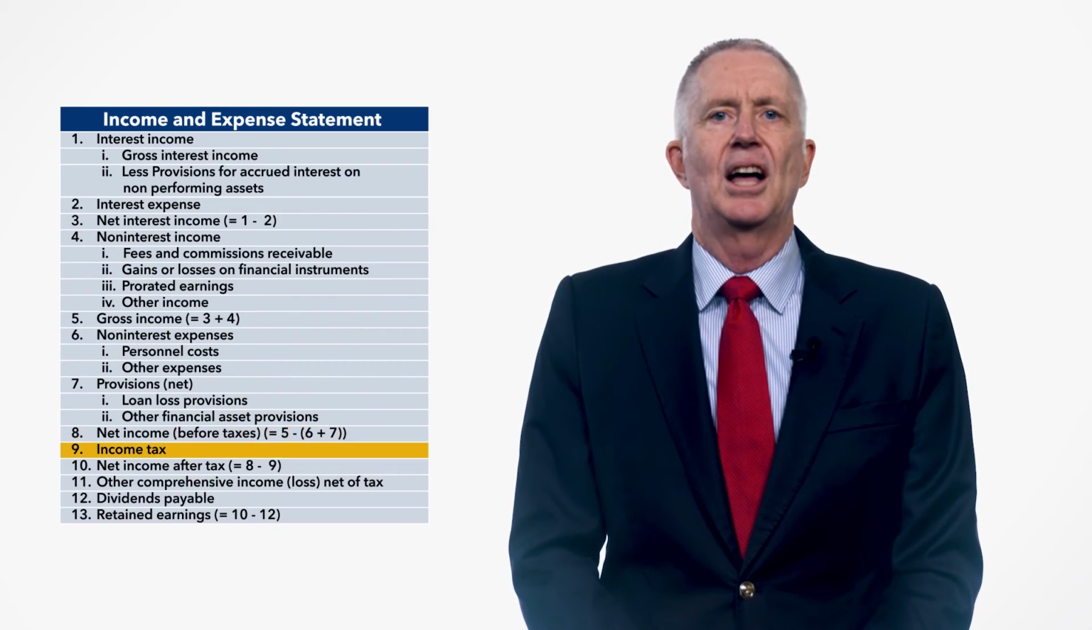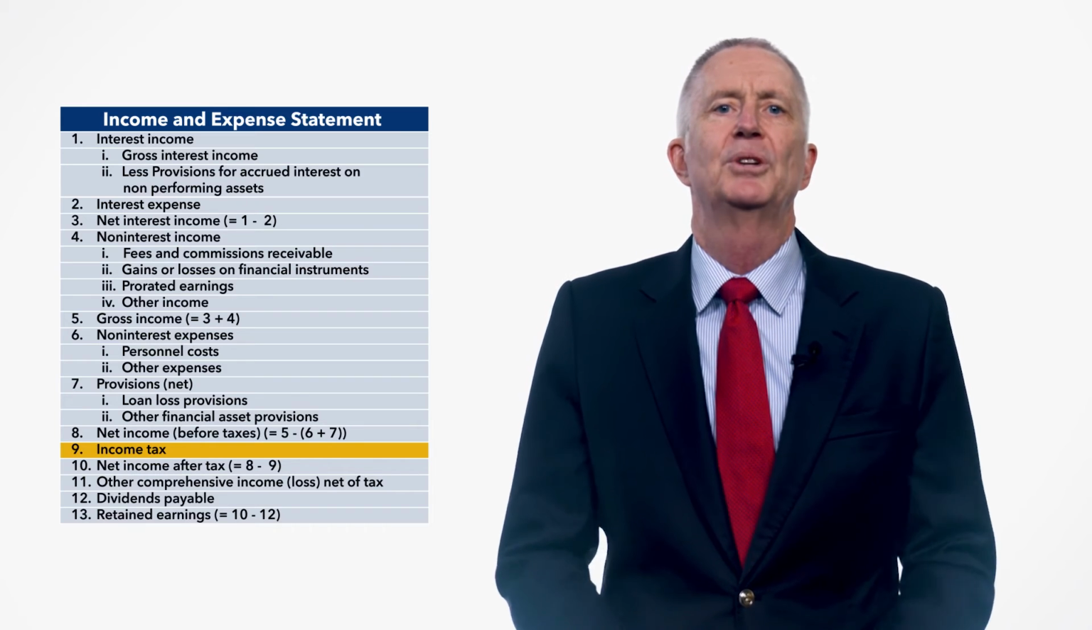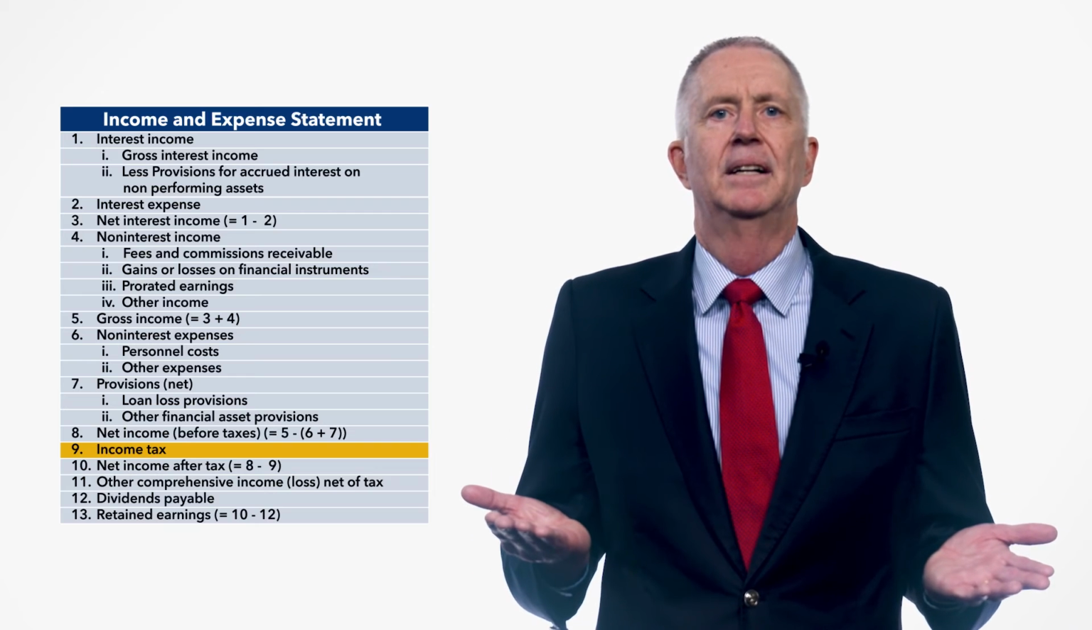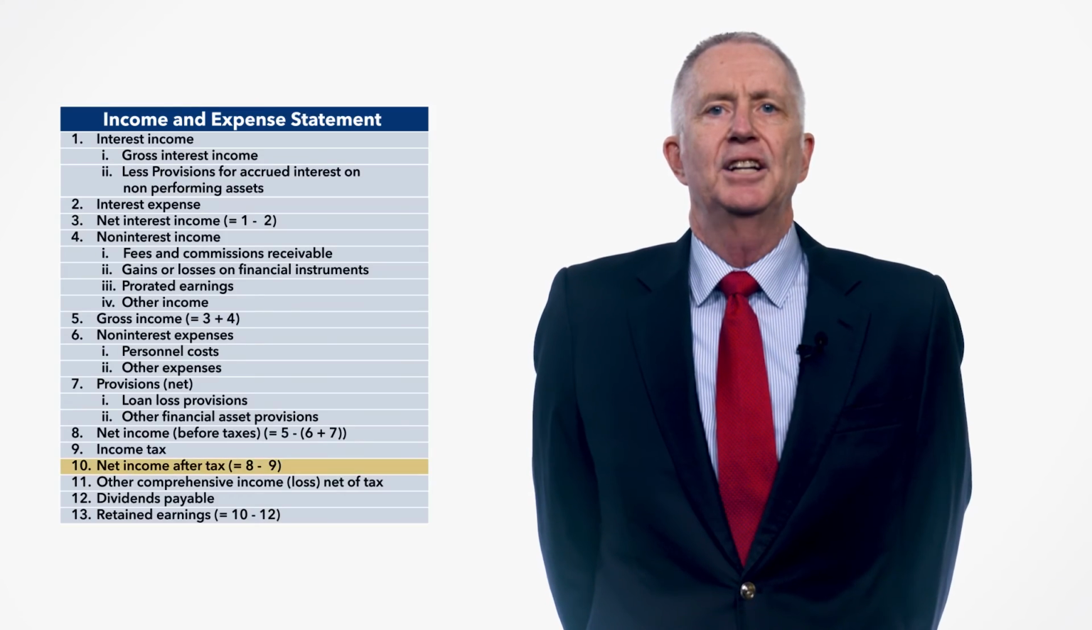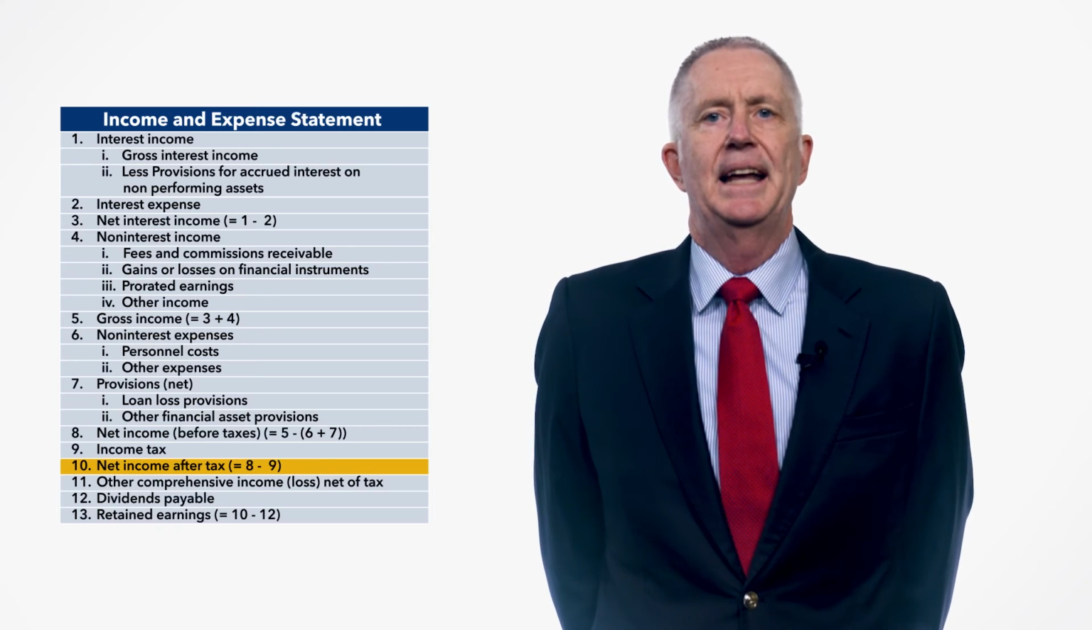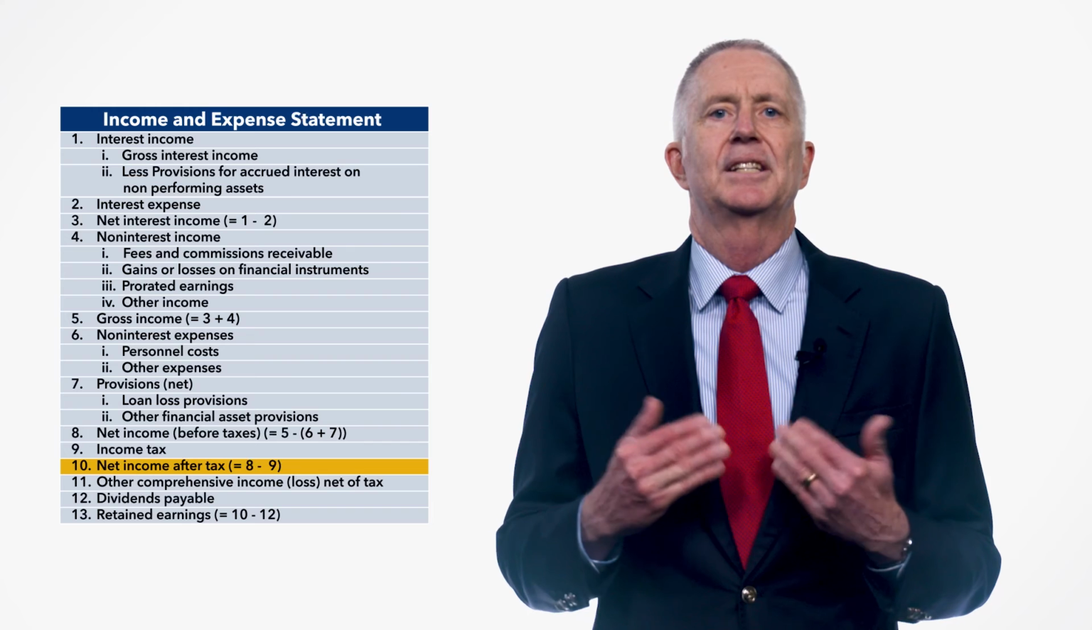Income tax, line 9, includes those taxes that accrue in the accounting period which are related to income, profits, and capital gains. Other taxes, such as sales taxes and value-added tax, are recorded in other expenses. Payroll taxes, such as social benefits contributions, are recorded as personnel expenses. Net income after tax comprises net income before tax, line 8, less income tax, line 9.